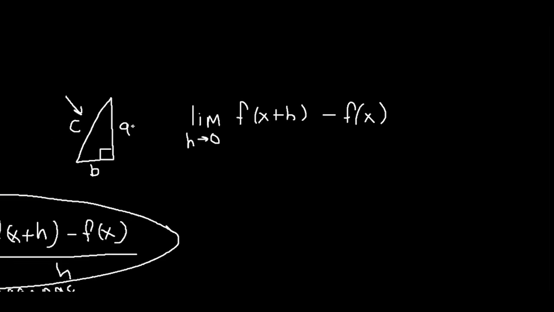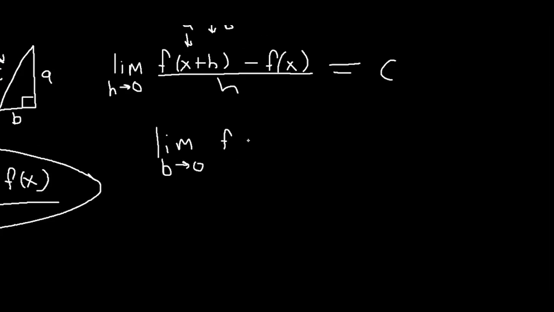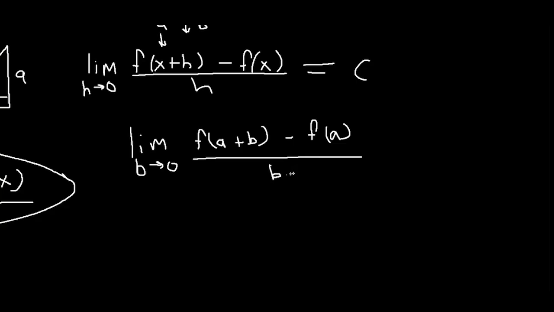So see, we have an A, B, and a C, which corresponds to X, H, and H. No, because this all equals C. You can substitute A in for X, and H would be B. Write that out to be limit, aka triangle, F of A plus B minus F of A all over B. And this all gives you the hypotenuse of a triangle.